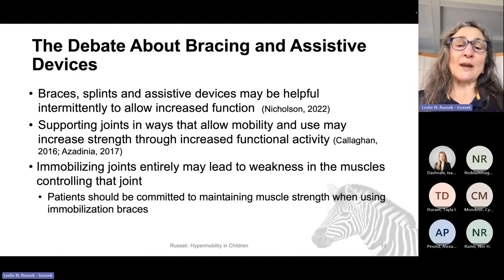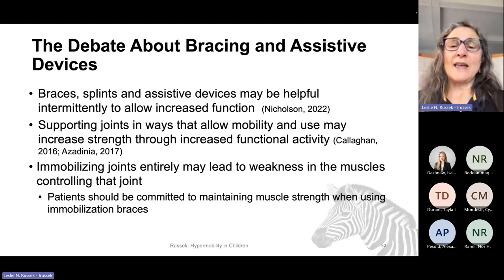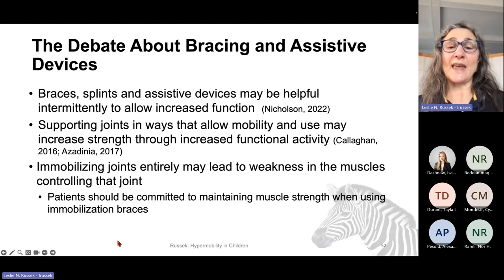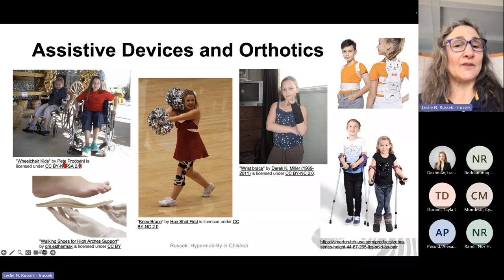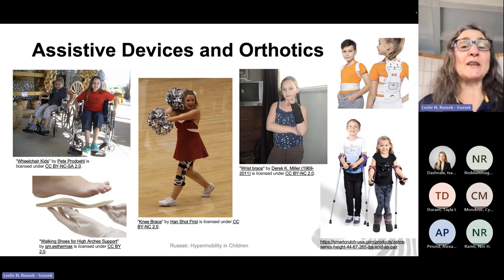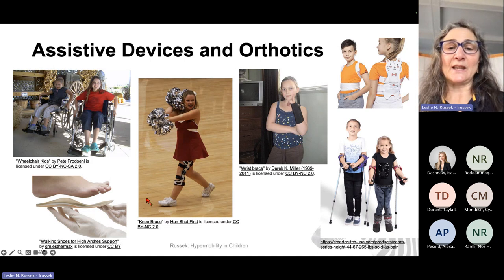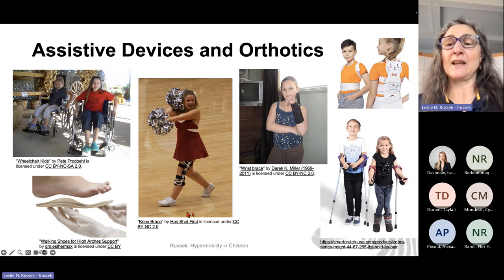So one patient, for example, is a non-functioning ambulator. She can walk, but not far. And she wanted a wheelchair. And it's like, okay, but if you're going to be in the wheelchair, you have to do some leg strengthening exercises that day. And so we agreed that she would. So some kids will need wheelchairs to be functional. They can walk a few feet, but they may have a hip that slips out if they walk more than 5 or 10 minutes. Here's a great example of a functional knee brace that's allowing her to be athletic.